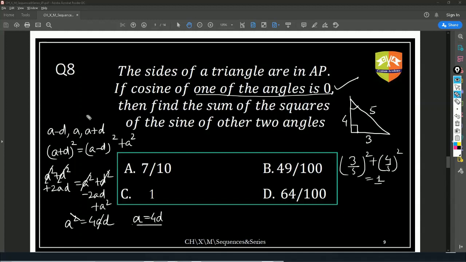Okay, so A plus D is the hypotenuse. So the sine of the two angles are nothing but A by 5D, oh no, A by 5D, and A minus D is how much? 3D by 5D. Isn't it? Wait a minute. Yeah, so A is equal to 4D. So the sides, what are the sides, guys? Sides are 3D, 4D, and 5D. So instead of 3, 4, 5, I'm getting these.